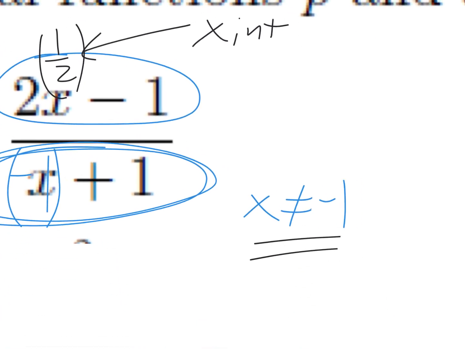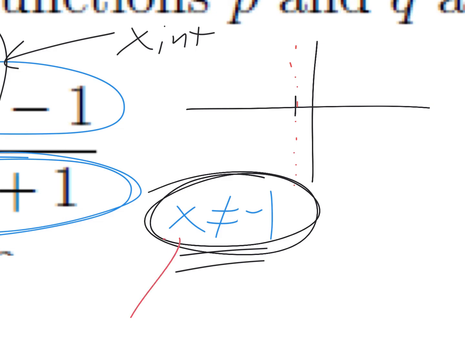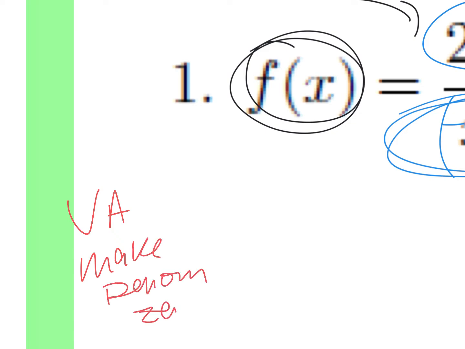But -1, you know how we say it can't be -1? So what we're saying is, at -1 here, nothing can be there. So we put a dotted line there. So there is a vertical asymptote right there. It's the same thing that would crash your function. Whatever makes the denominator 0, that's a vertical asymptote. So if you're taking notes, VA makes denom 0. It's anything that would make the denominator 0. Okay, so that's how you get vertical asymptotes.